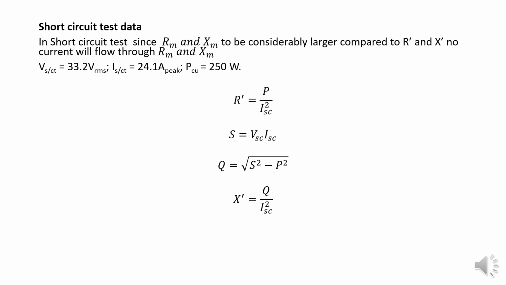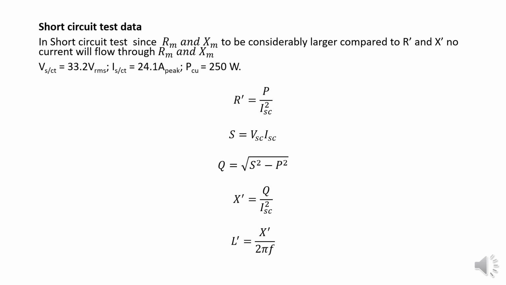Therefore X dash is actually 2 pi f L dash. Substituting for X dash, you can find L dash like this: X dash divided by 2 pi f. So likewise, we have found Rm and Xm, and from Xm we have found Lm. Then R dash and X dash, and from X dash we have found L dash. Those are the basic parameters of the transformer. We have found those parameters in here, right?